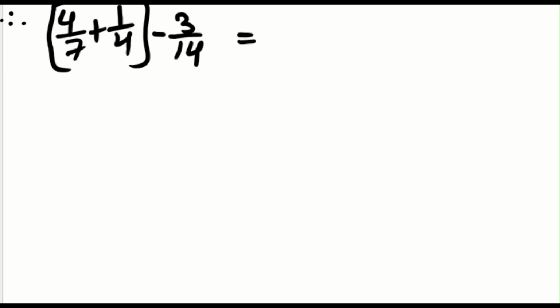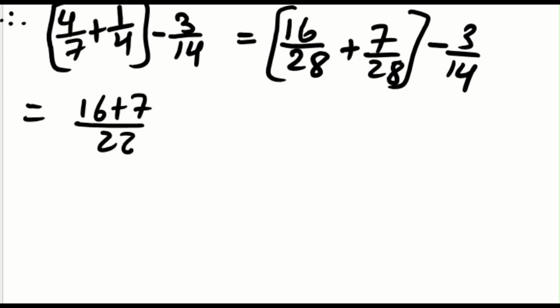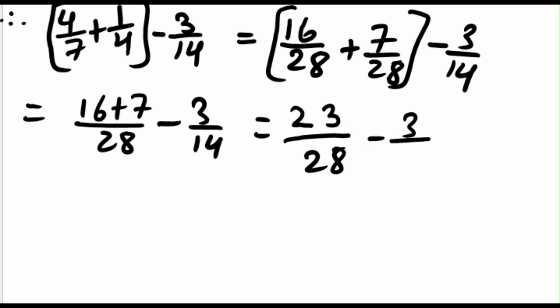Therefore, 4 upon 7 plus 1 upon 4 minus 3 upon 14, which is equal to, see, we have to make these fractions like fractions. When we make them like fractions, we get 16 upon 28 plus 7 upon 28, minus 3 upon 14. 16 plus 7 is 23. So 16 plus 7 upon 28 minus 3 upon 14 is equal to 23 upon 28 minus 3 upon 14.